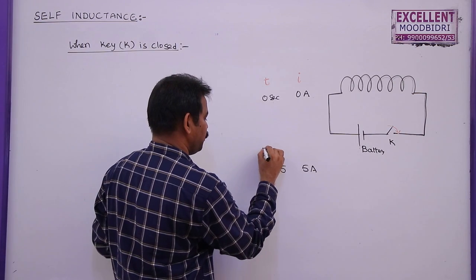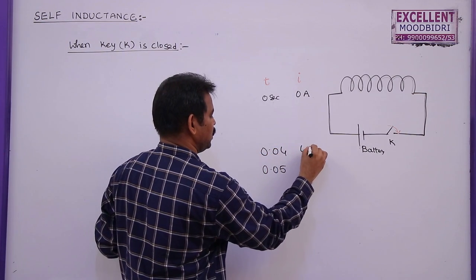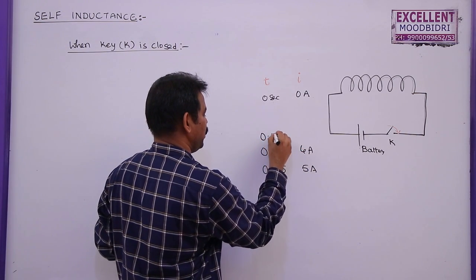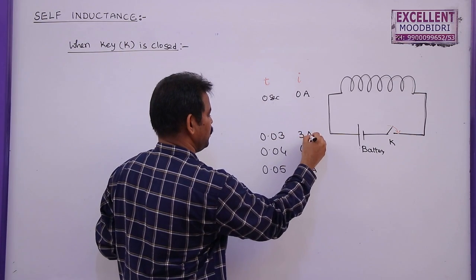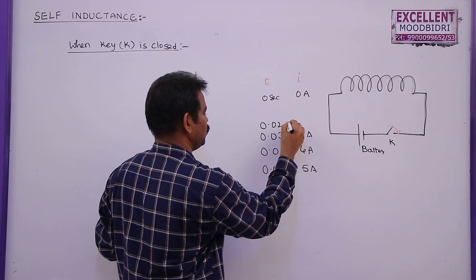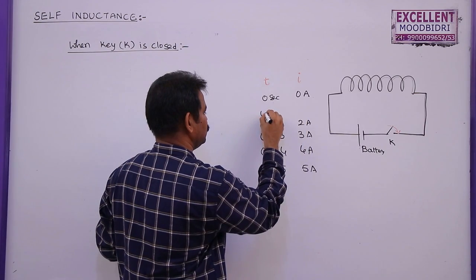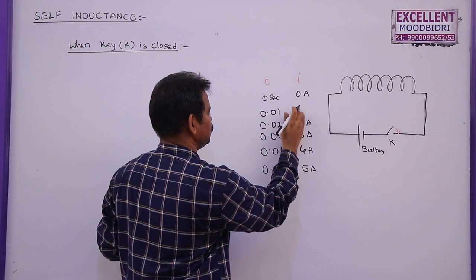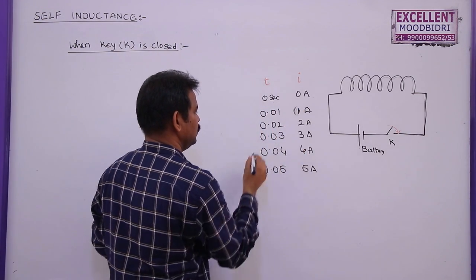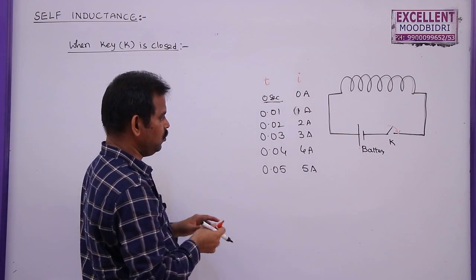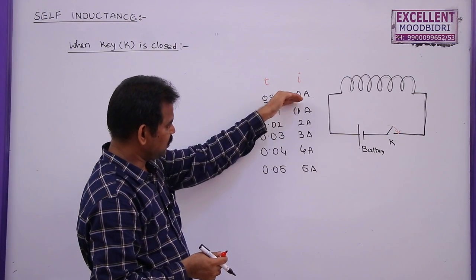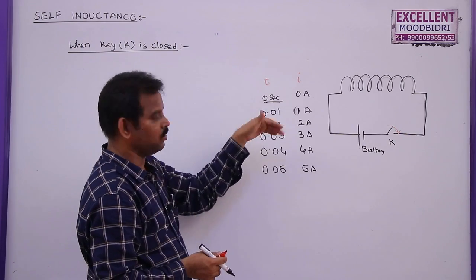So at 0.04 seconds the current will be 4 amperes. At 0.03 seconds this will be 3 amperes. At 0.02 seconds it will be 2 amperes. At 0.01 seconds it is 1 ampere. So at 0 seconds it is like this. Now when the current increases, it will take some time for the current to grow.